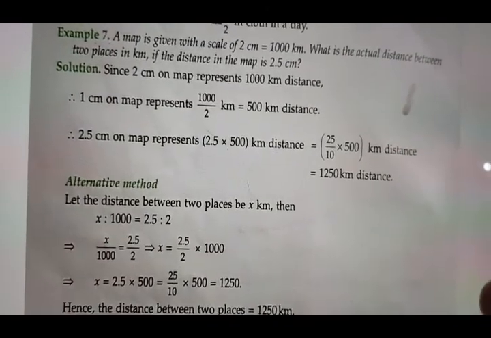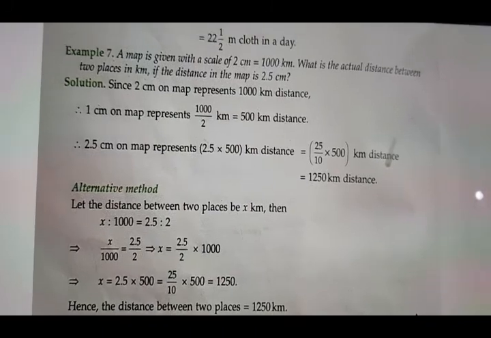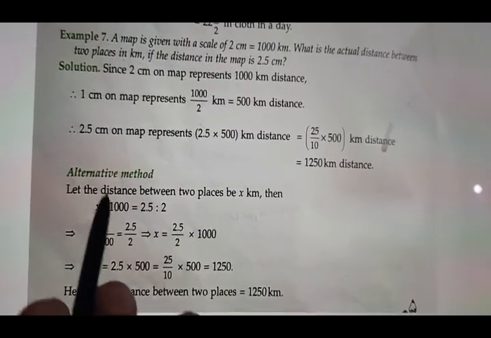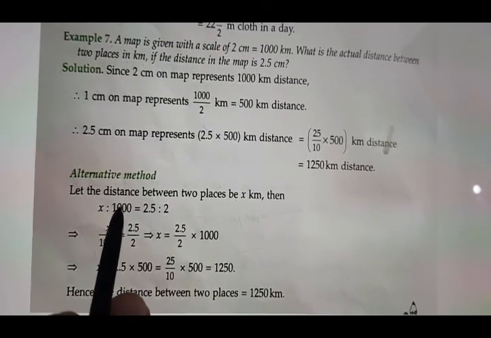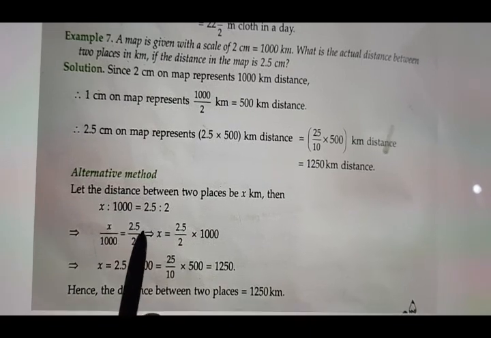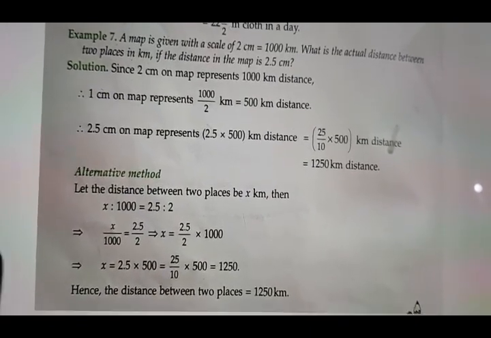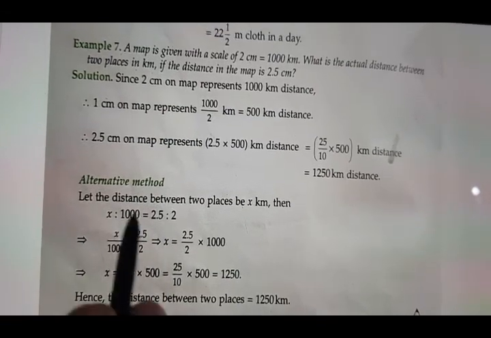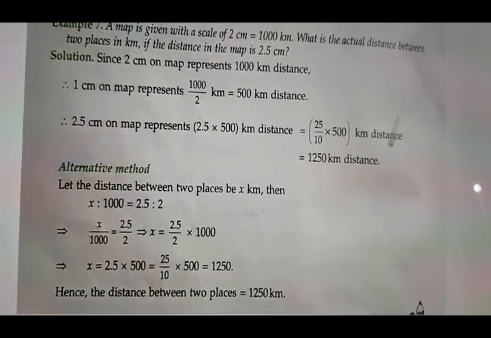You can use the proportion method also to find the answer. Here you will write x, that is the actual distance you have to find. X is to 1000, and 2.5 is to 2. And then you use the formula, product of means and product of extremes, and the same answer will come in the same way.